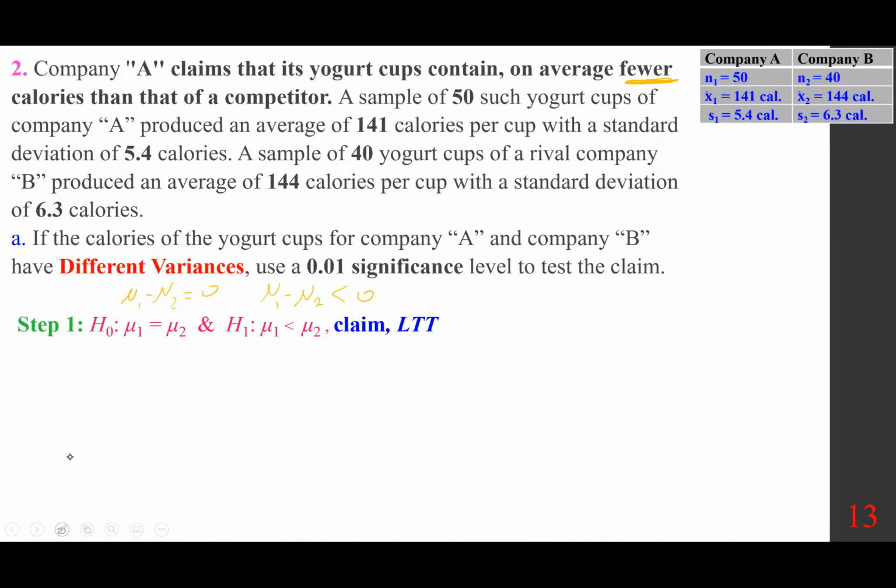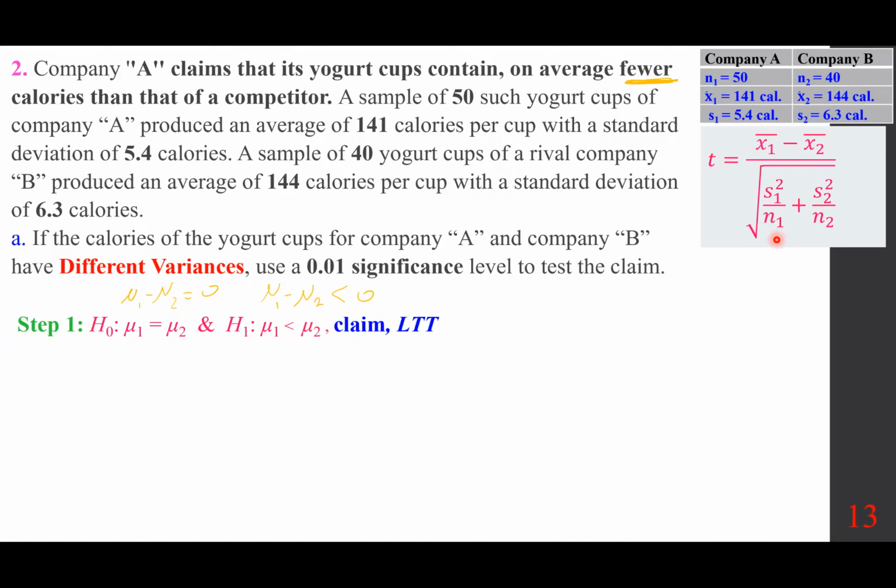This is the reason it's less. This is the claim. It's a left tail test. Let's calculate the test statistic according to the formula. T equals x1 bar minus x2 bar over the square root of s1 squared over n1 plus s2 squared over n2. We have everything here. Just plug in.